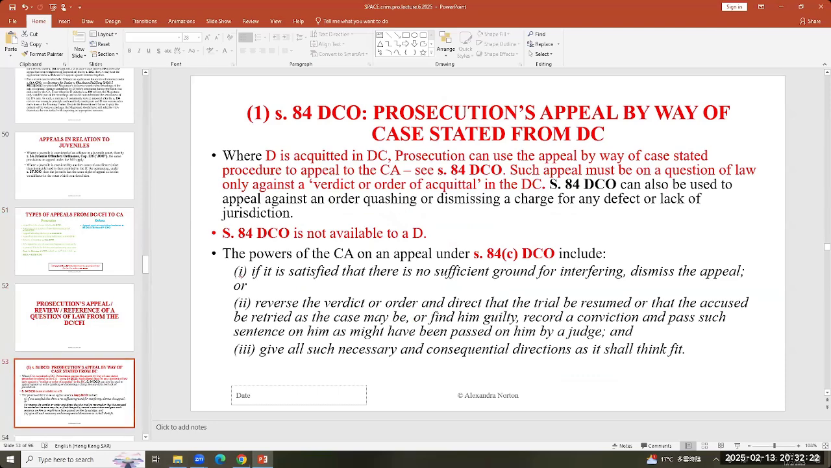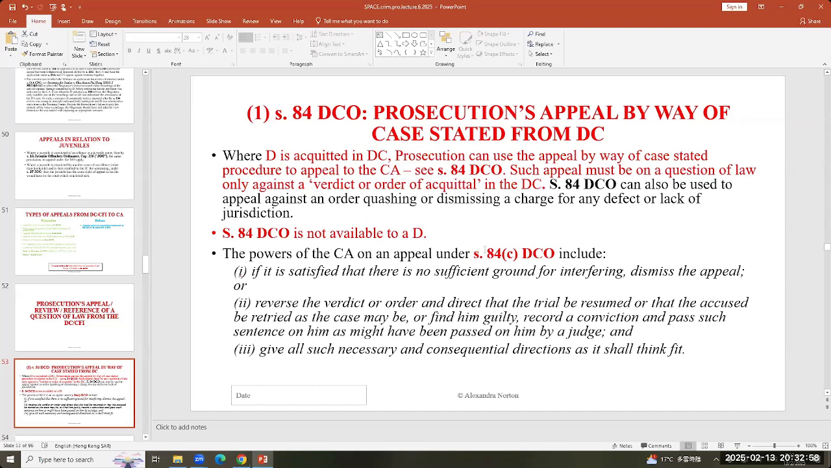The prosecution can appeal by way of case stated under Section 84 of the District Court Ordinance against a defendant's acquittal in the district court. This provision, though, obviously only applies where the trial is in the district court. It doesn't apply to a trial in the CFI. It has to be an appeal on a question of law, and it's only against a defendant's acquittal in the district court. So it's not available for a defendant to appeal his conviction, only for the prosecution to appeal the defendant's acquittal.